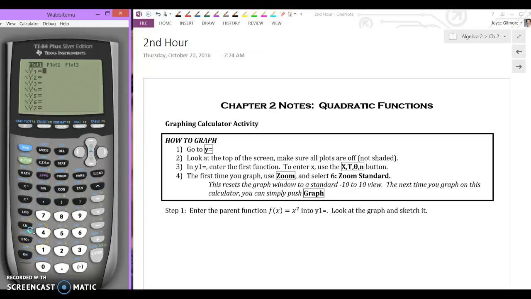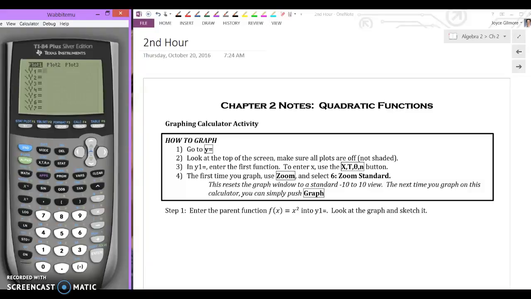When you go to the y equals button on your calculator, if there's anything in there already, you can clear it out. So just arrow up and down and push the clear button to clear out anything that's in there. The other thing I want you to check is always look up at the top of your screen.